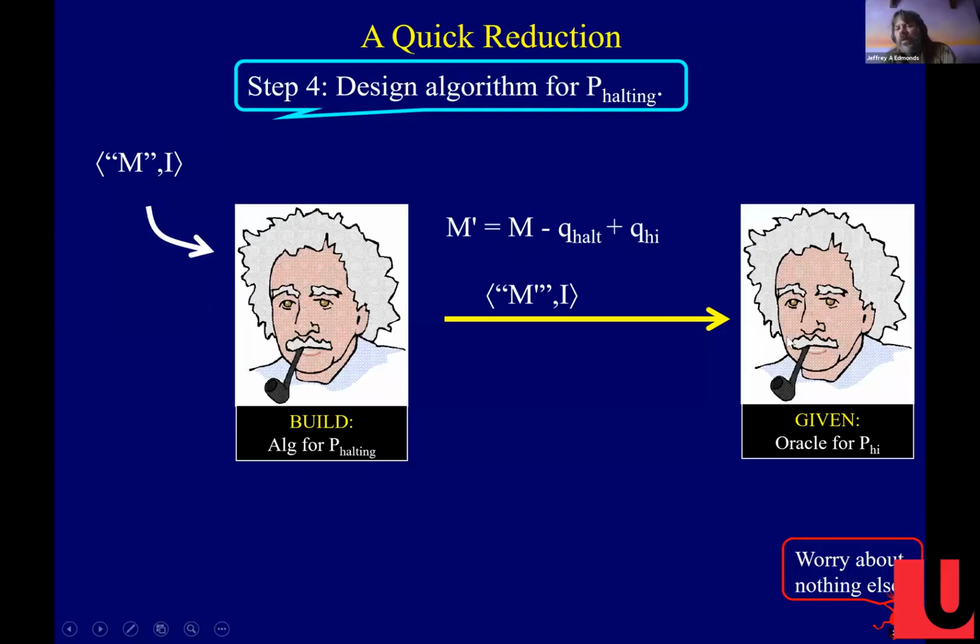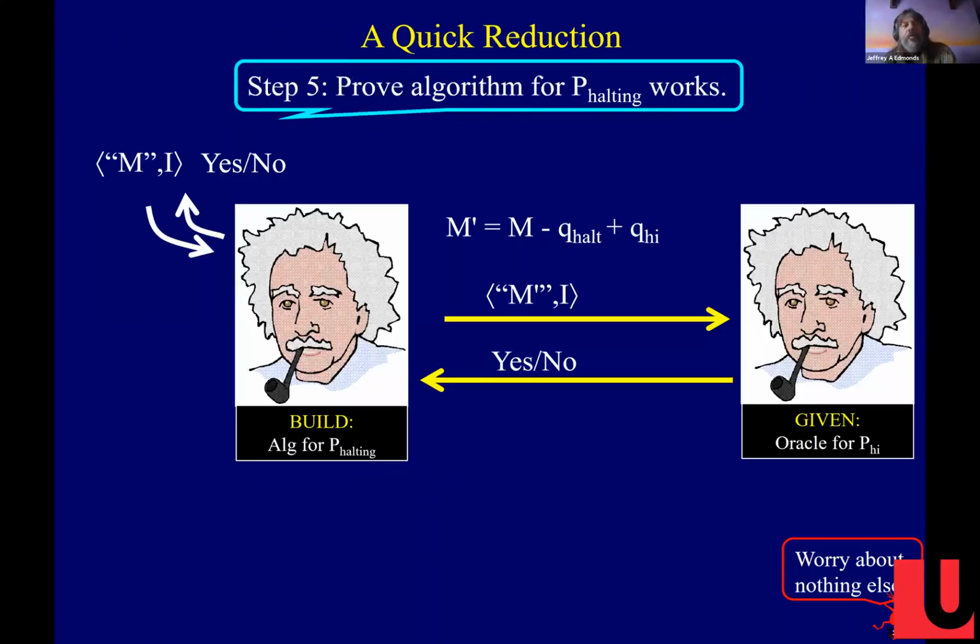And then what does the oracle tell us? It tells us yes or no: either M prime says hi or M prime doesn't say hi. And then we give the same answer, yes or no. Does that make sense? So now that's our algorithm. Now we have to prove that the algorithm solves the halting problem.